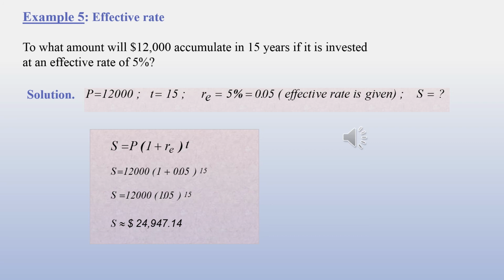So from these three variables P, T, and RE, what is S? Because the question is to what amount will, it means the future value, which is S. So in this case, we are going to use the formula of S, which is equal to P multiplied with (1 plus RE) to the degree of T. So S equal to 12,000 multiplied with (1 plus 0.05) to the degree of 15. So we have S equal to $24,947.14.